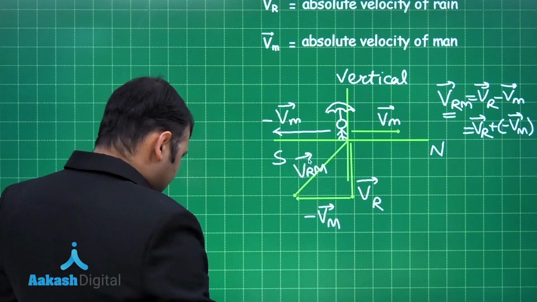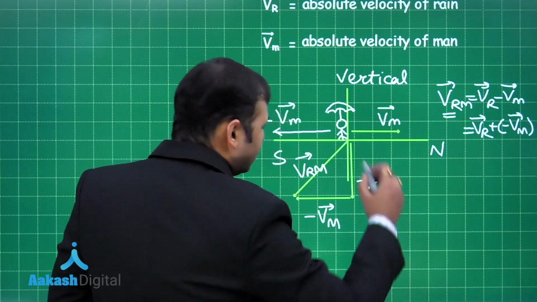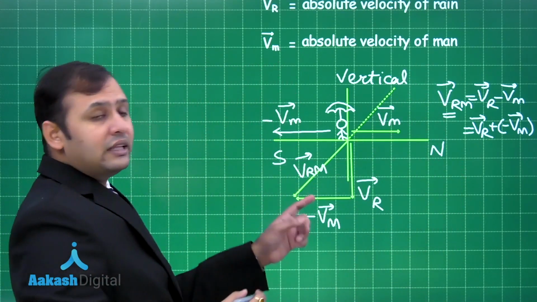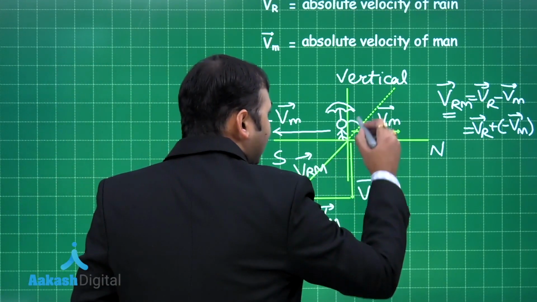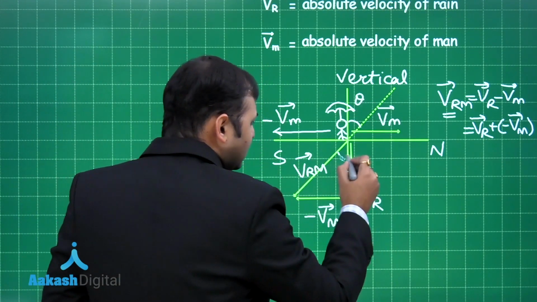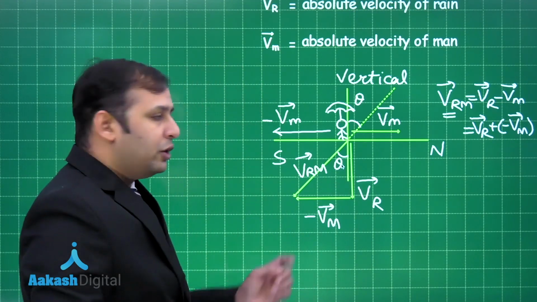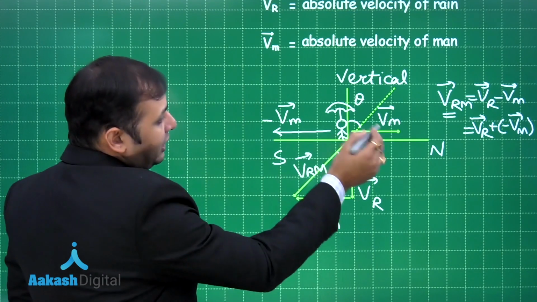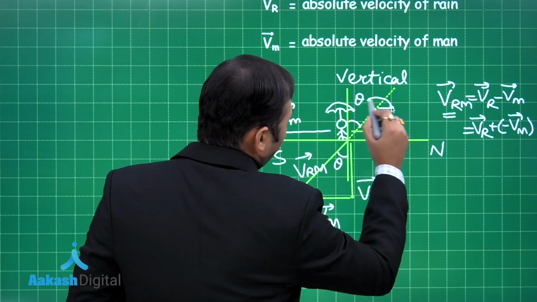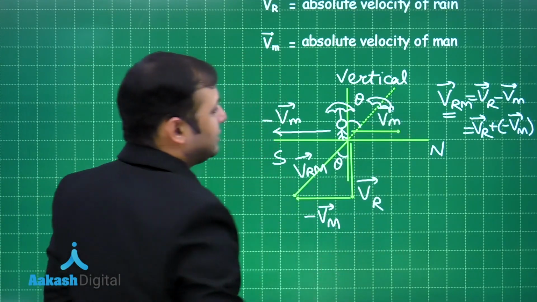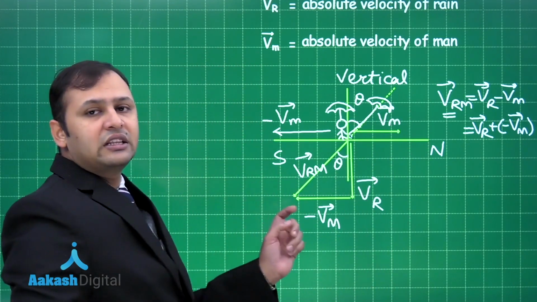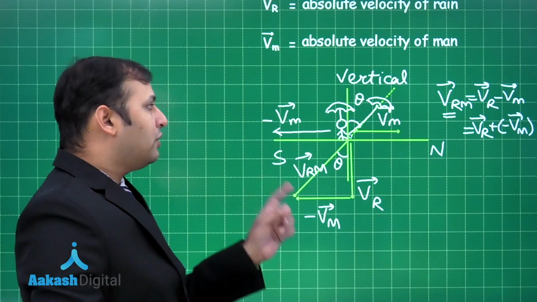If you extrapolate this vector backwards, you will find that the rain will appear to the man to be falling along this line at an angle theta, and this is the same angle theta here. So in order to be safe or to be dry, the person has to tilt the umbrella to this new direction. Let me show it like this. So this would be the umbrella's direction. It should be tilted with an angle theta with the vertical. I hope you have understood this one.